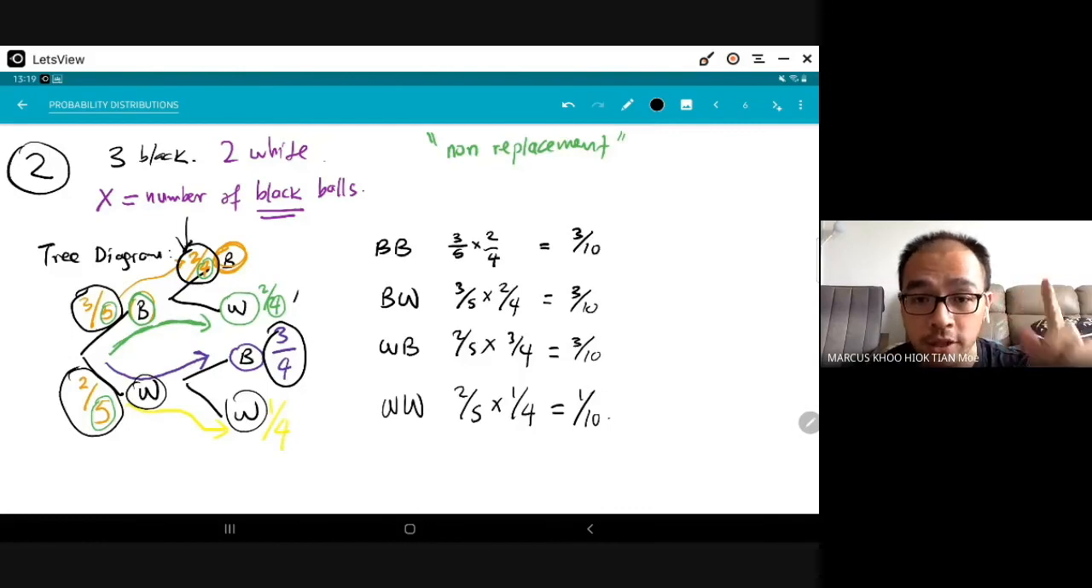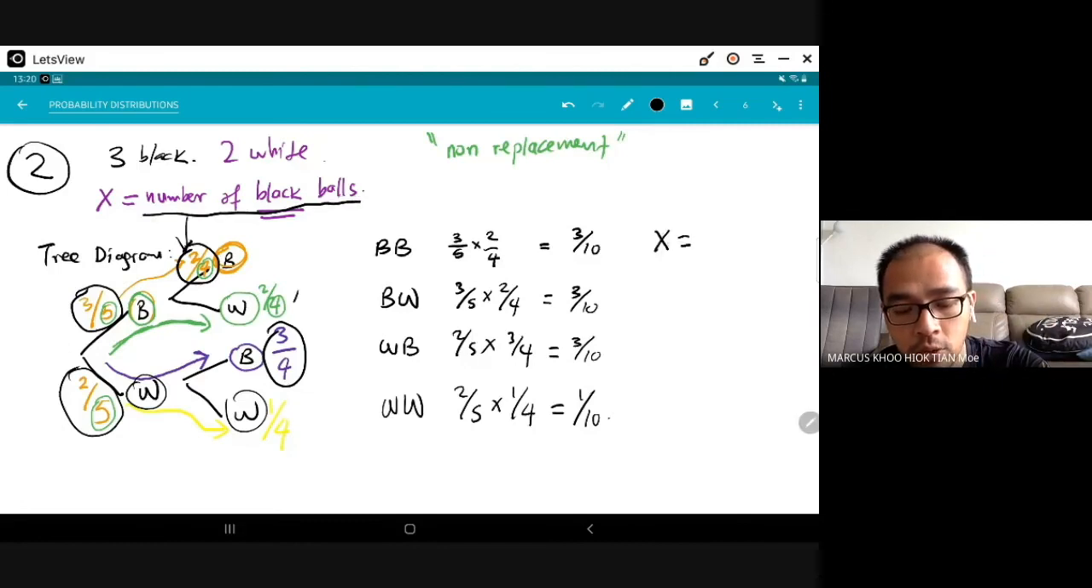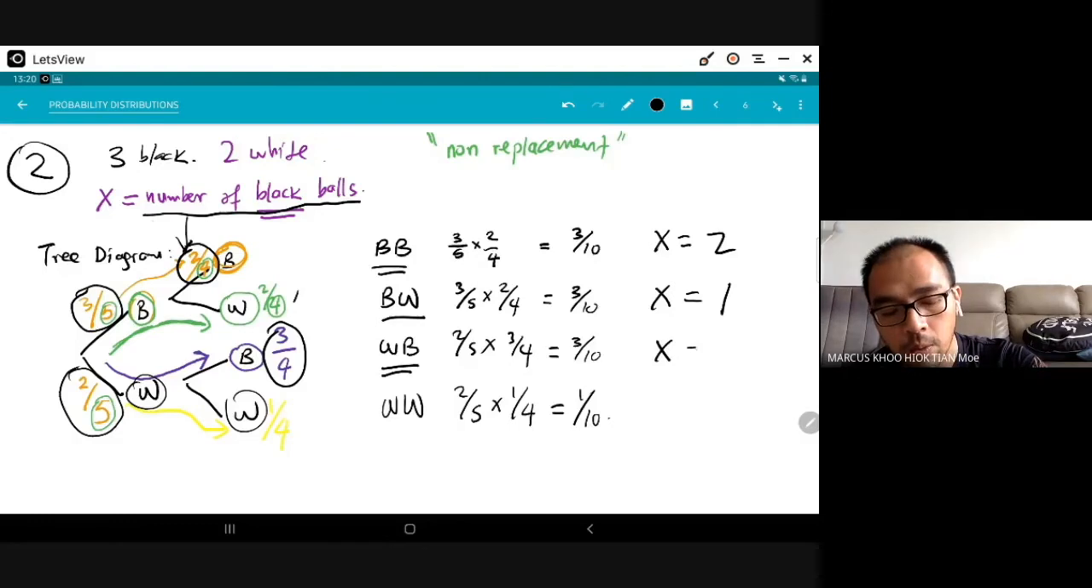So now let's consider the random variable that we want. The random variable that we want is the number of black balls. So in this case, x equals 2, the number of black balls that we want. In this case, the number is 1. This one is 1. And this one is 0 black balls.